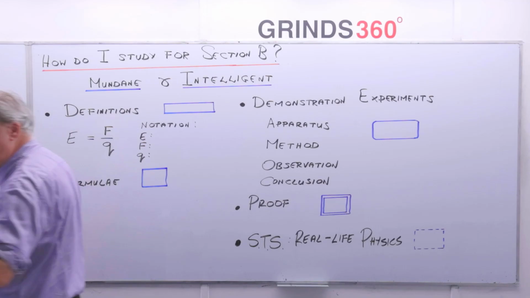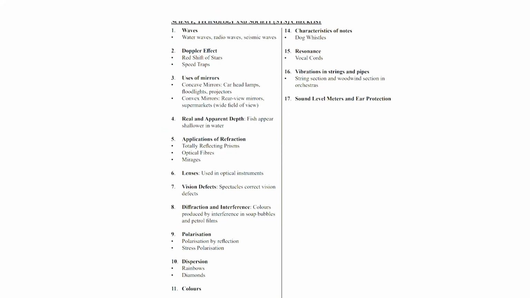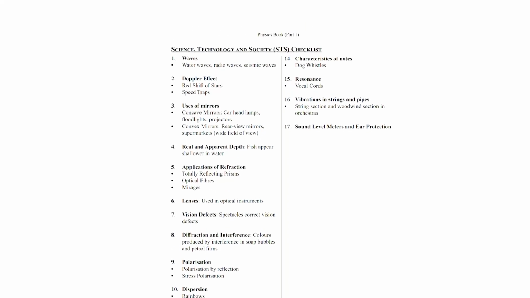So in the summary, I've just taken out the most important parts of them right there, and polarization, applications of refraction, and so on. Because all they really ask for sometimes is a one-line answer. Give an application of the Doppler effect, for example, and you would say speed traps or something like that. So it's very, very simple.